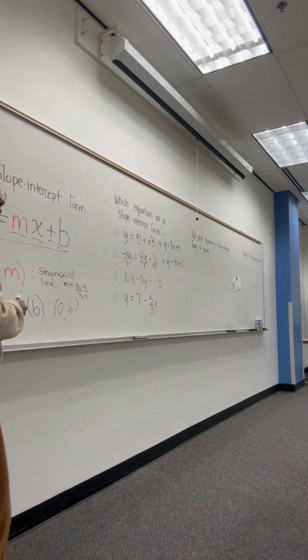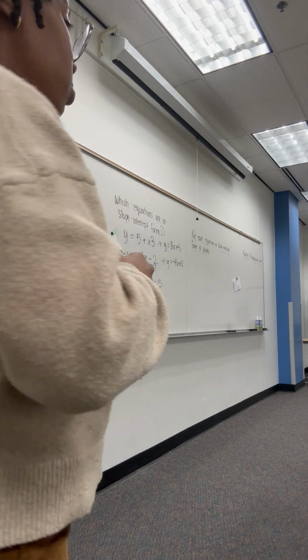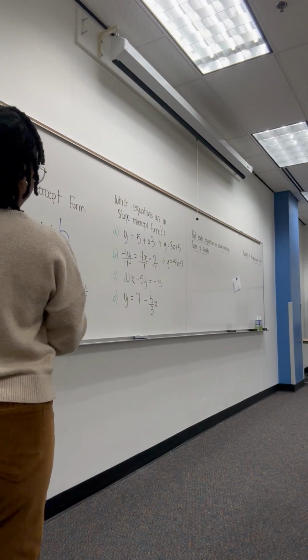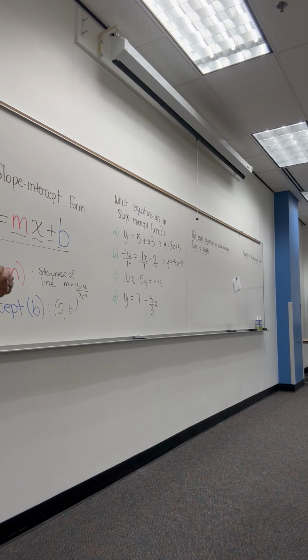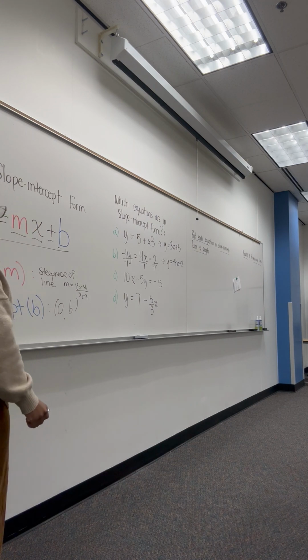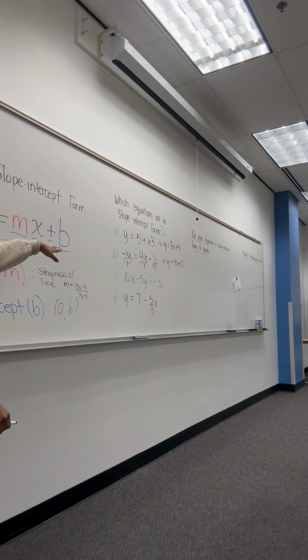Okay? So looking at C, lots of problems with C, right? 10x minus 5y equals negative 5 is not in slope-intercept form, and actually not even close. We'd have to do quite a bit, right, to get that to be in slope-intercept form. The y isn't by itself, the x is on the same side as the y, and our intercept is by itself on the other side. Okay, so this is where we have to tie in solving equations for a variable. So we need to solve C for y. We need to get y all by itself.